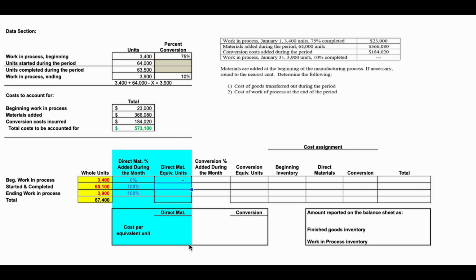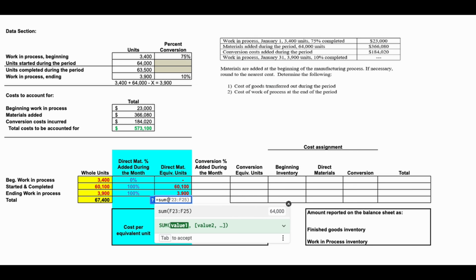We're going to use the same process for started and completed and ending work in process. So the math isn't too hard on here. We'll take our whole units multiplied by our percentage added, and we get 60,100. One more time for our ending work in process multiplied by our materials added, 3,900. Lastly, we're going to come together and add everything up for our direct material equivalent units.